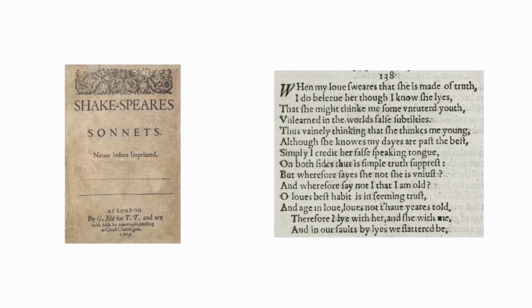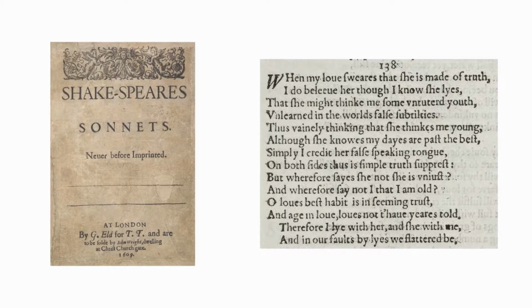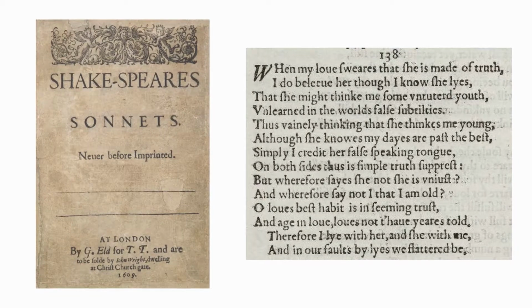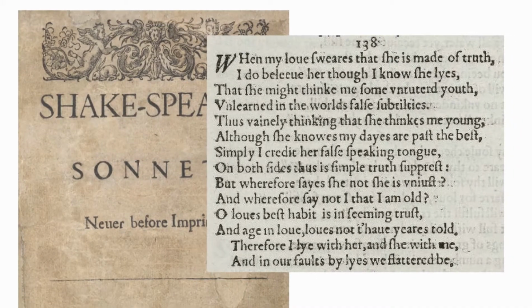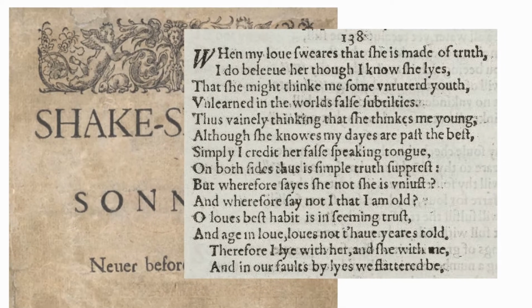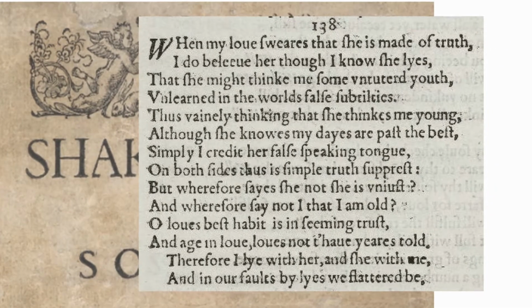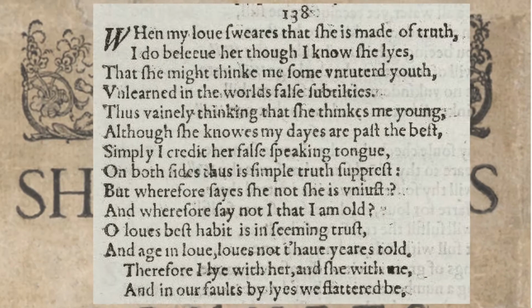An example of this from a sonnet of Shakespeare's is sonnet number 138. It's a great sonnet, I think. It's quite funny. And this is from the 1609 quarto. And you can see exactly the same rhyme scheme. A, B: truth, lies, youth, subtleties. C, D: young, best, tongue, suppressed. E, F: unjust, old, trust, told. G, G: me, be.